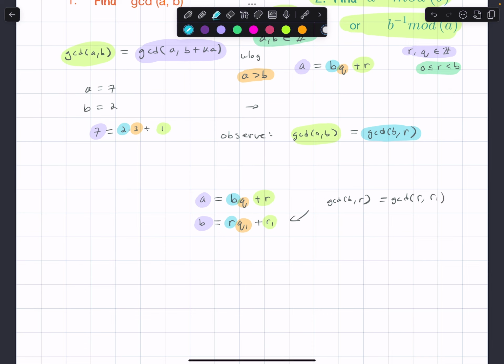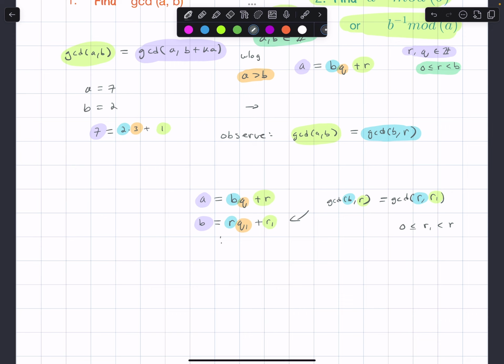And by the exact same reasoning, any common divisor of R and R1 is going to be a common divisor of B and R, and vice versa. Common divisors of B and R will be common divisors of R and R1. Exact same argument. And this is the crucial thing: 0 is less than or equal to R1, which is less than R. The same way that R had to be less than B here, R1 has to be less than R, strictly less than R.